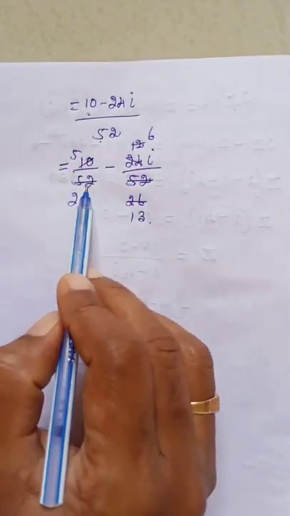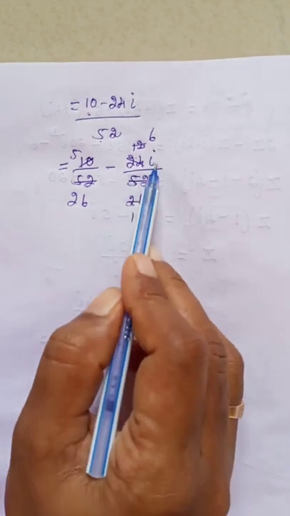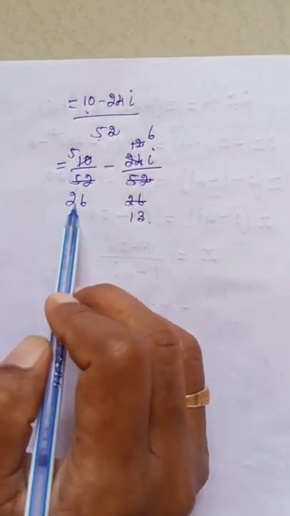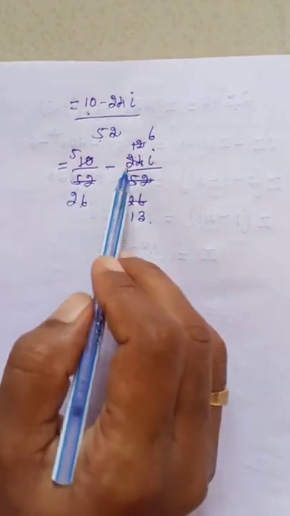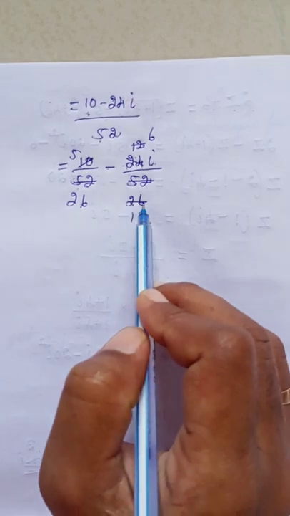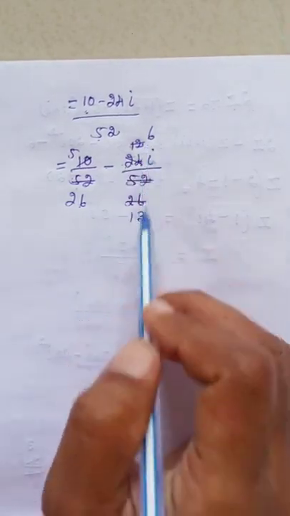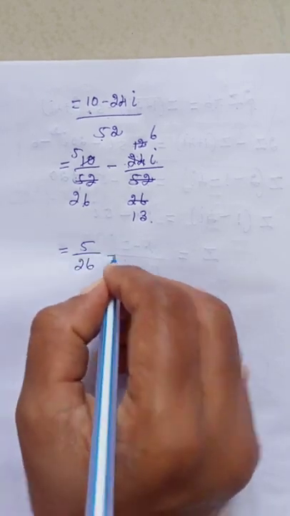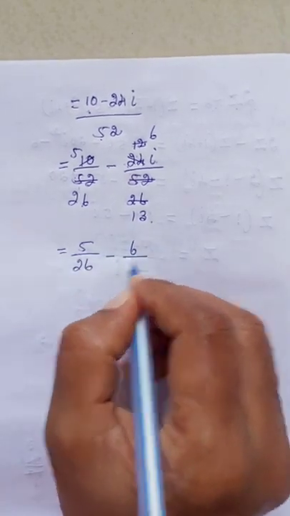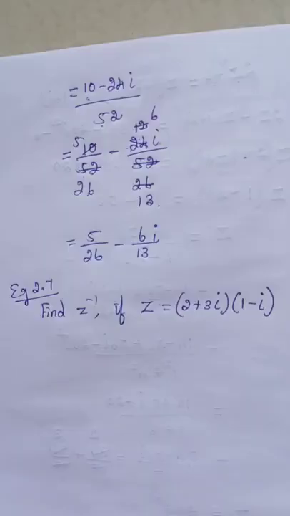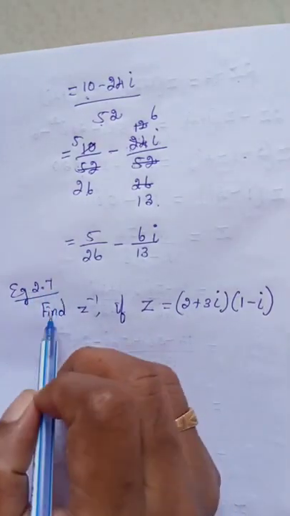Now, we can separate: 10 by 52 minus 24 by 52 i. This is divisible by 2. 5 2s are 10, here 2, 6. Here, this also is divisible by 2, 12, 26. Again, it is divisible by 2, so 6, 13. So, our answer is 5 by 26 minus 6 by 13 i. Is that clear? See the next one, example 2.7.